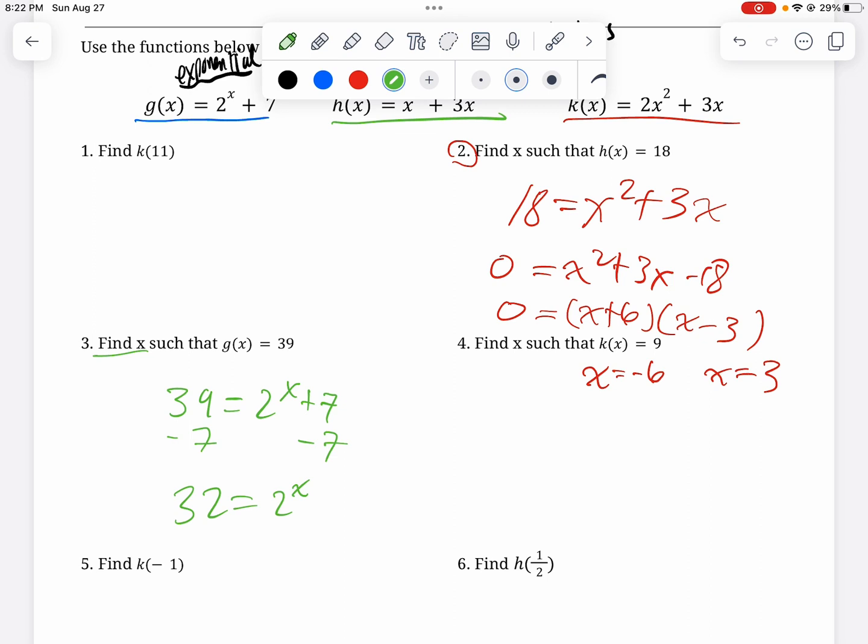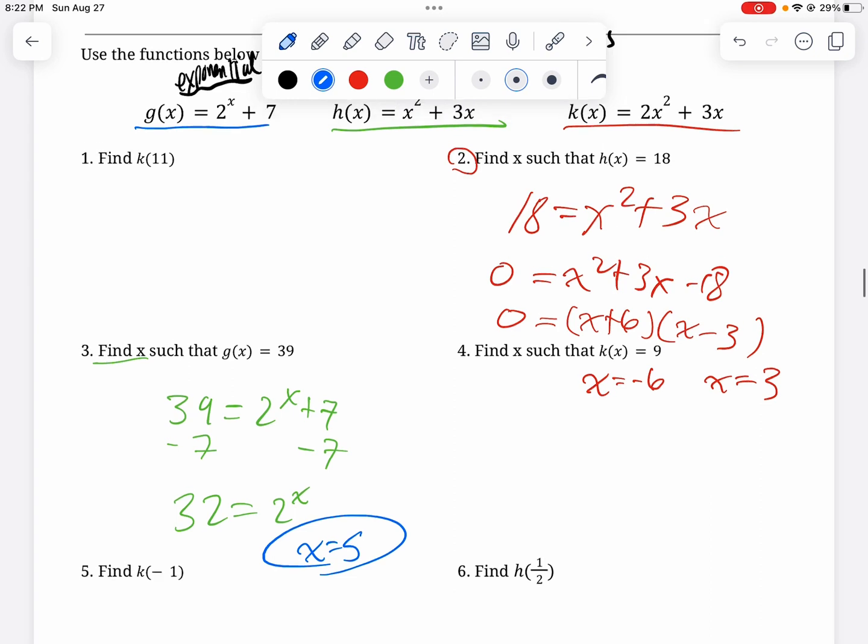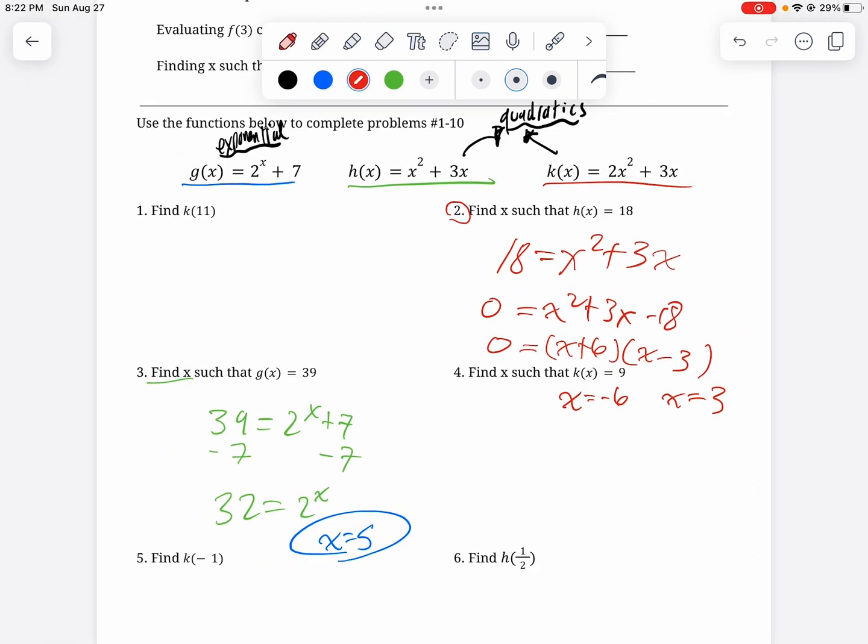2 to what power equals 32? It's a nice number. Well, it's not 2 squared. That's 4. 2 to the third is 8. 2 to the fourth is 16. No, it's 2 to the fifth. So you can just use guess and check, some number reasoning, to figure out the solution to that equation. I don't want you to worry about the actual algebra. We'll review that second semester. Cool. Let's do number 4. Similar to number 2.